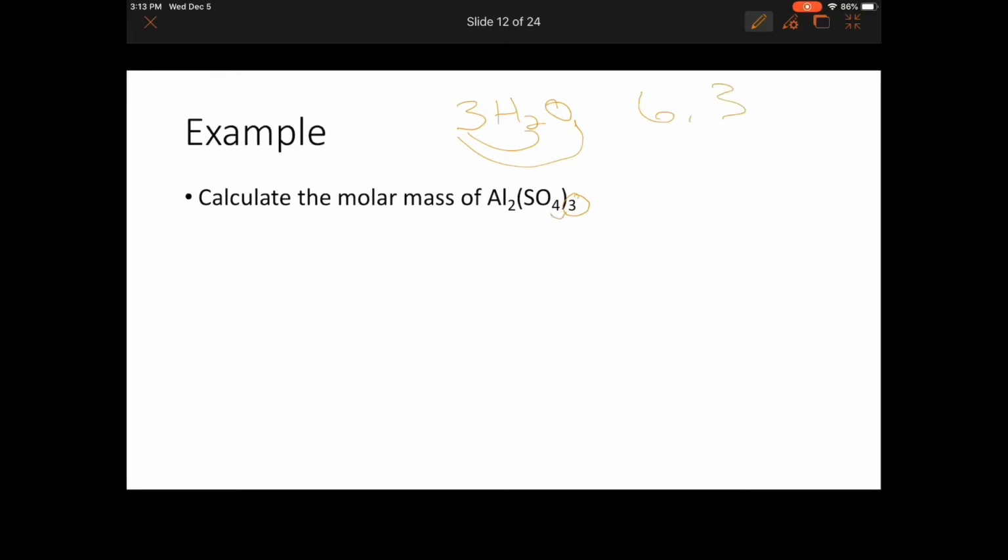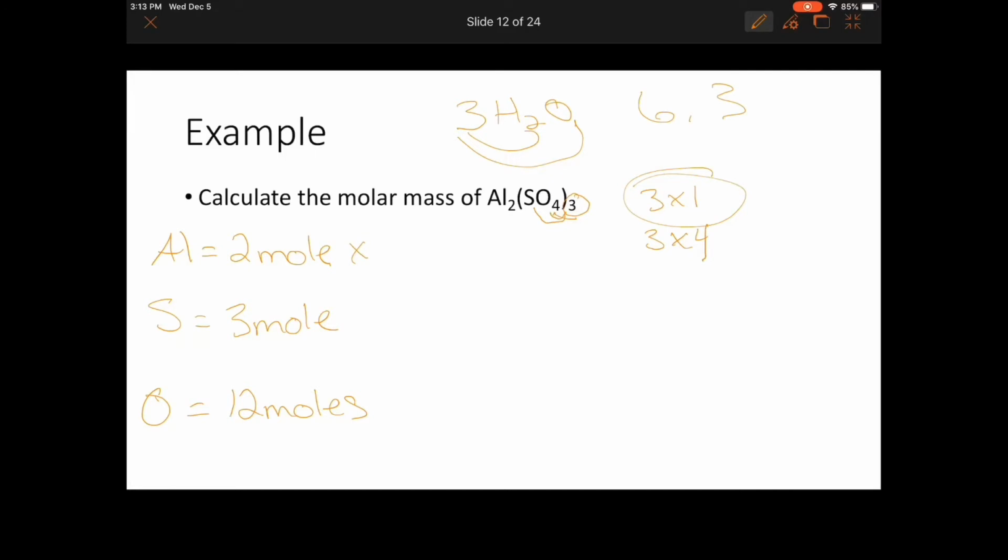Well, we're going to do the same thing. We're going to FOIL this to the subscripts inside the parentheses. So we're going to end up with 3 times 1 and a 3 times 4. For aluminum, it looks like we have 2 moles. For sulfur, this is going to be 3 times 1 because we had to FOIL that in. We're going to get 3 moles from that. And then oxygen, that is going to be 3 times 4. So we're going to have 12 moles.